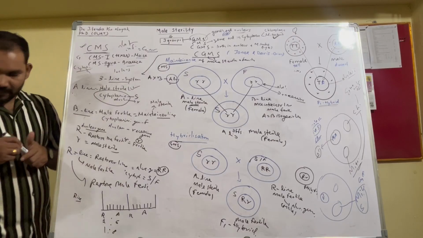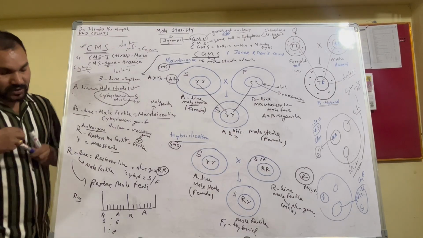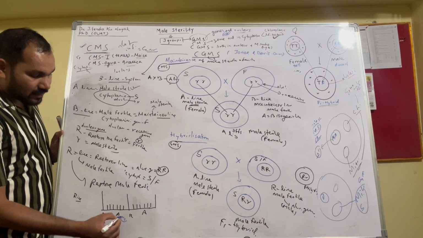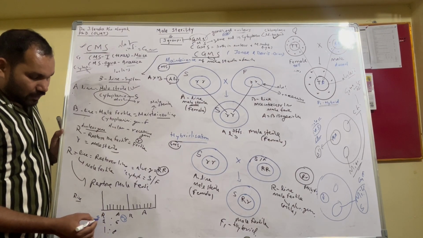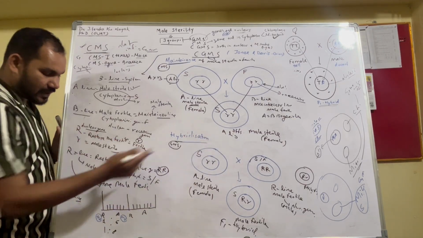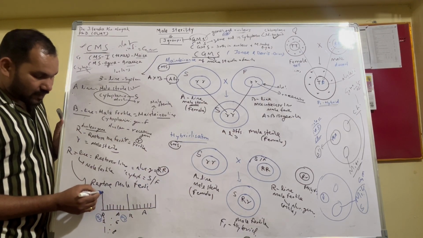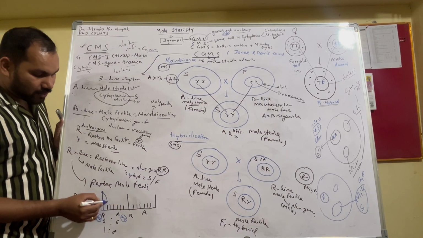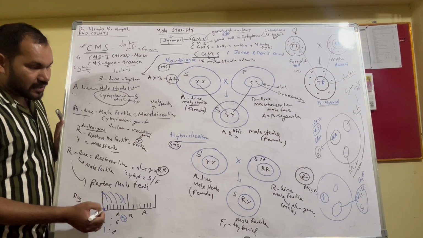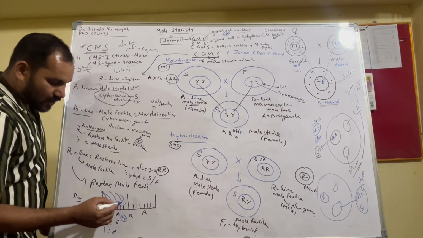So what will happen? You can see the A line is the male sterile line. The R line is the male fertile line. So here the pollen will fall over the male sterile lines. And now I will collect the seeds.